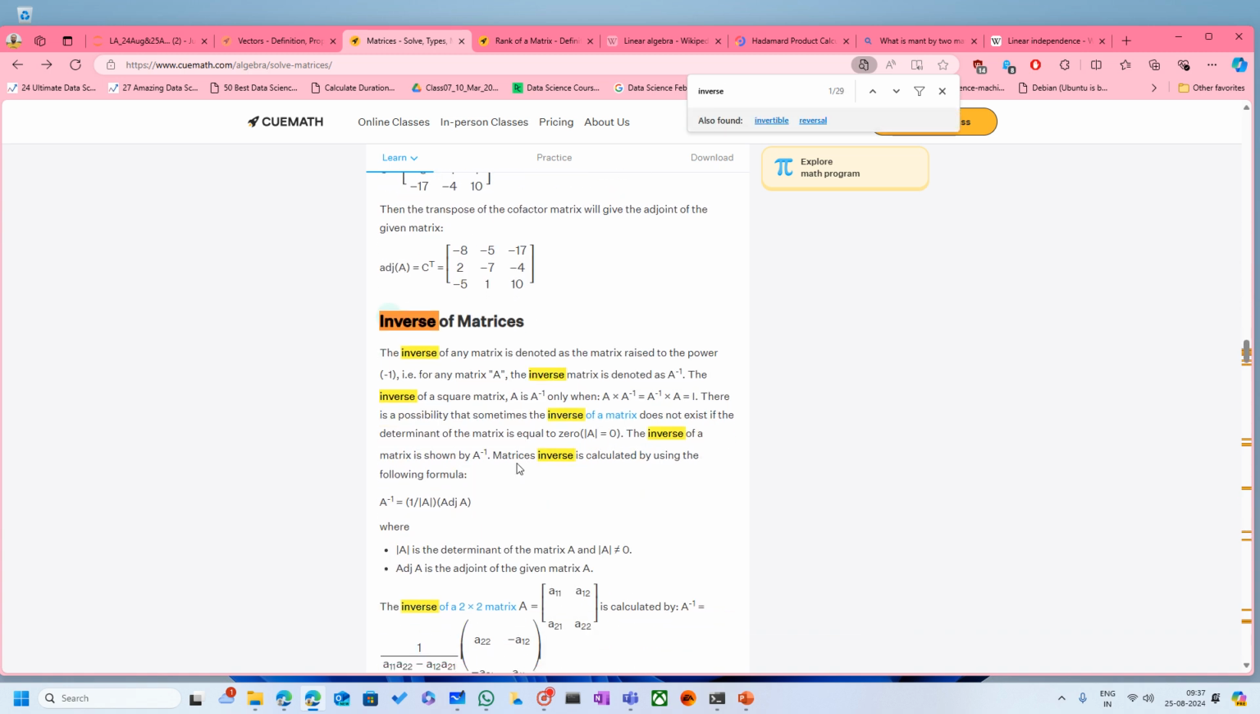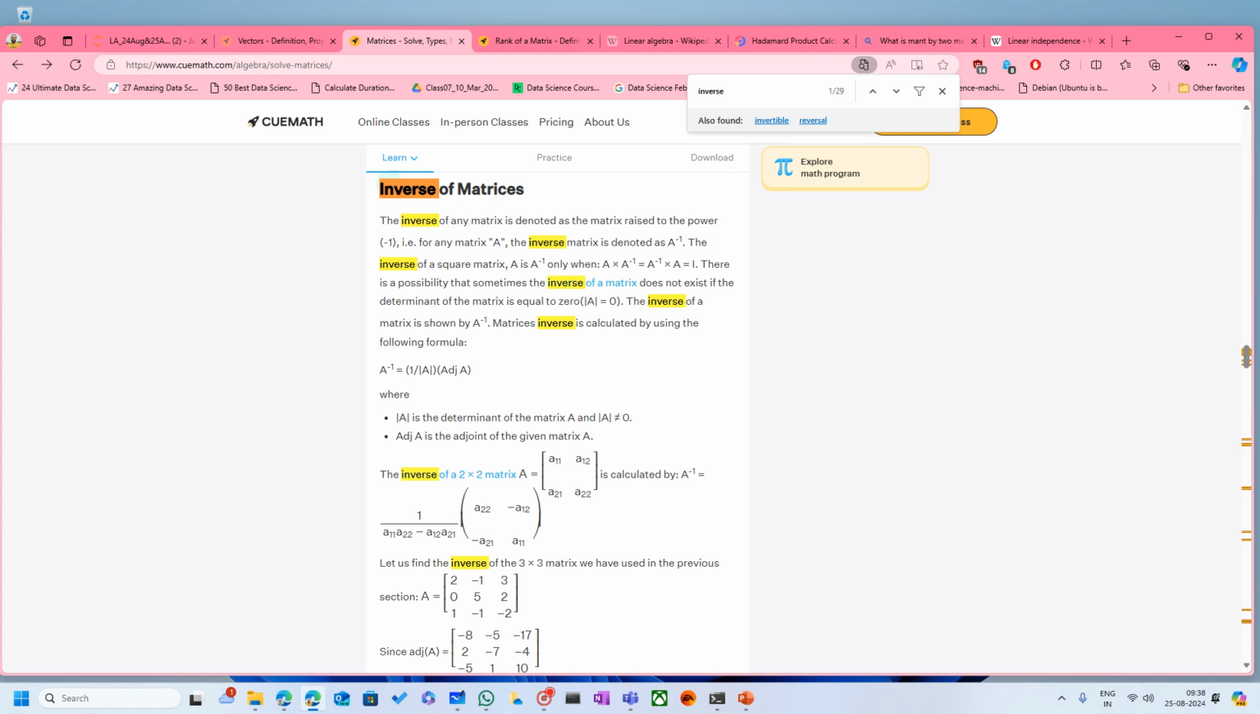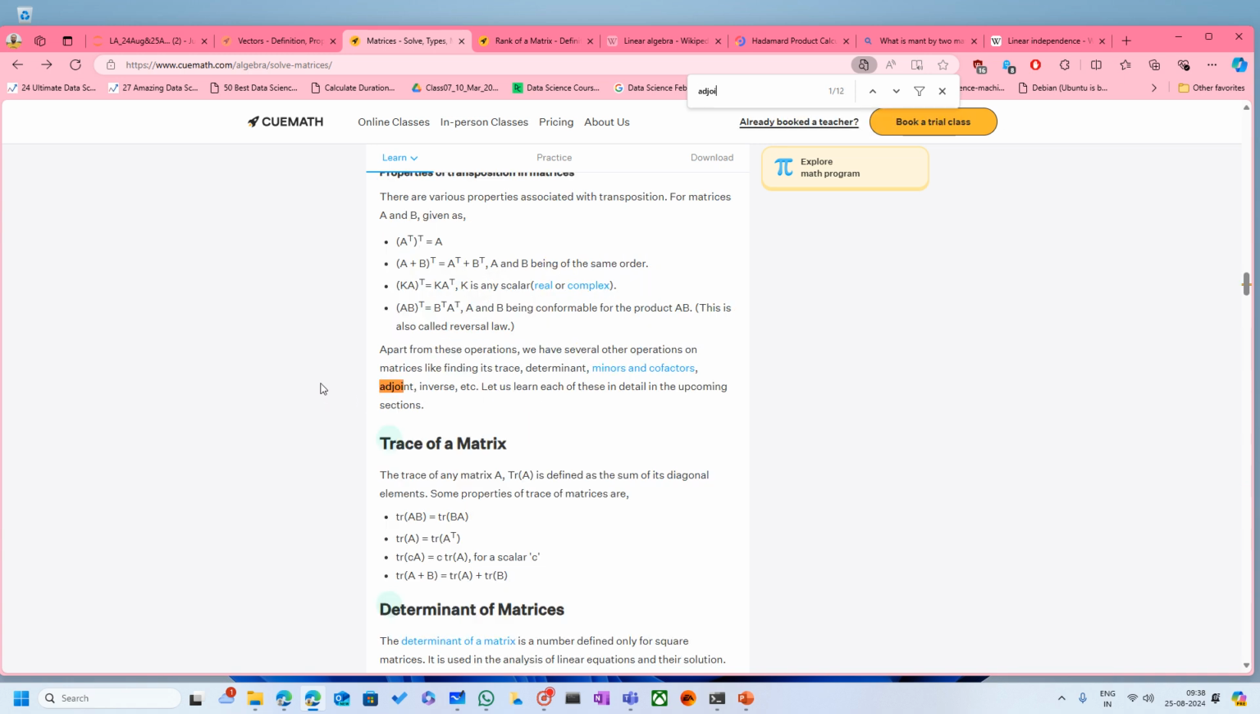So inverse of a matrix is nothing but, for any matrix A, A inverse is the matrix that, upon multiplication with the original A, will give you the identity matrix. If you want to see the exact formula, A inverse is 1 divided by determinant of A. This is the determinant of A, not modulus of A, into adjoint of A. Now we have to understand what is adjoint.